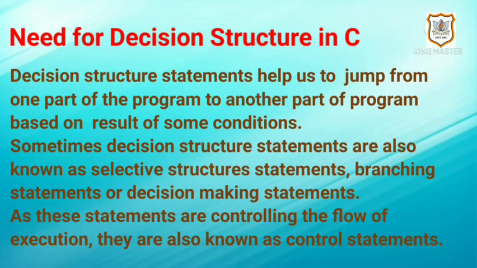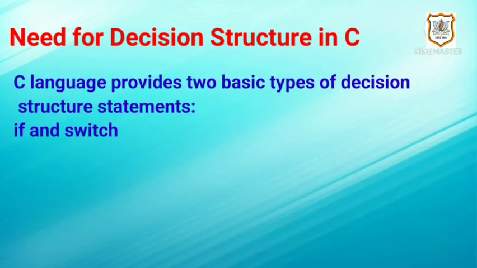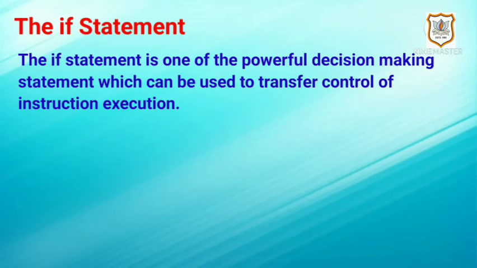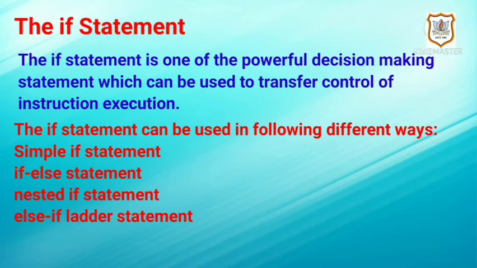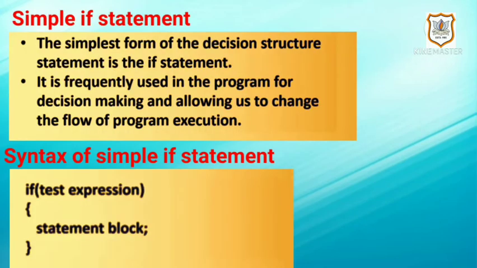As these statements are controlling the flow of execution, they are also known as control statements. C language provides two basic types of decision structure statements, if and switch. Let's start with if statement. The if statement is one of the powerful decision-making statements which can be used to transfer control of instruction execution. The if statement can be used in following different ways: simple if statement, if-else statement, nested if statement, and else-if ladder statement.